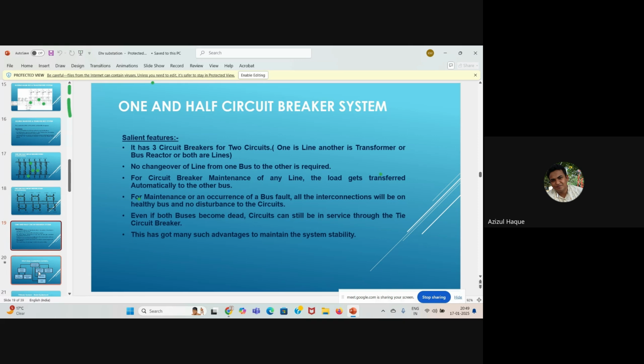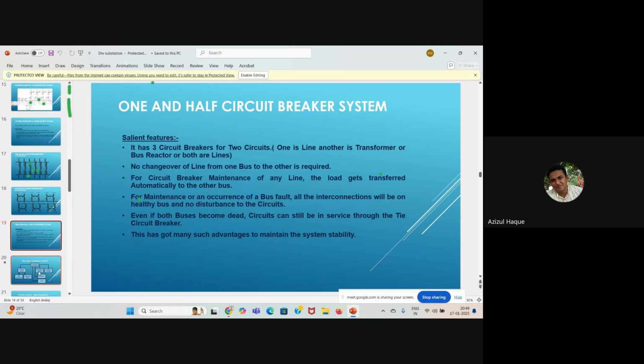For maintenance or an occurrence of a bus fault, all the interconnections will be on the healthy bus and there is no disturbance to the circuit. Even if both buses become dead, the circuit can still be in service through the tie circuit breaker. This needs some explanation of how it can happen. If one bus is dead, another bus is live, and we can transfer all the feeders to that live bus, and we can do maintenance for the dead bus, that is okay.